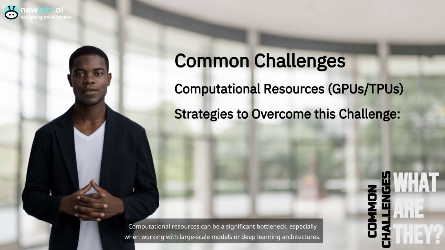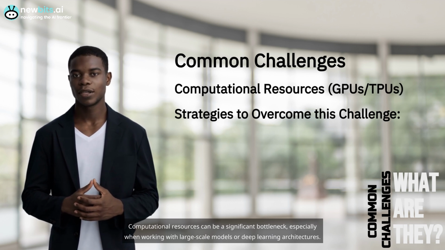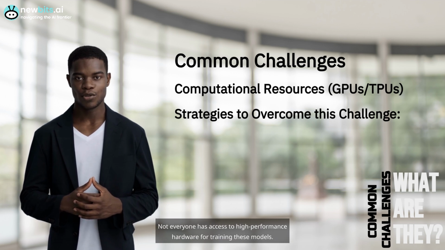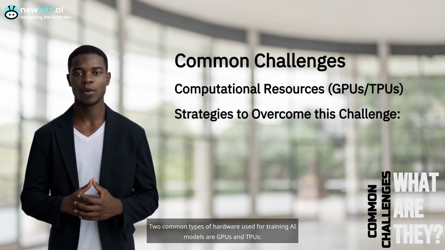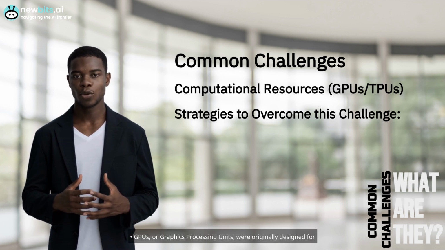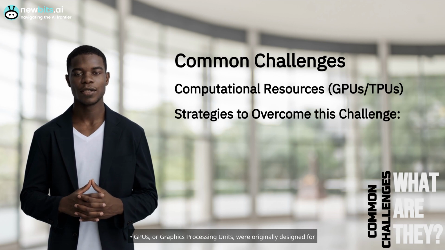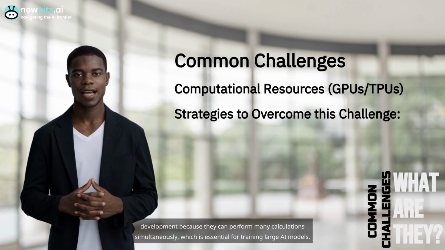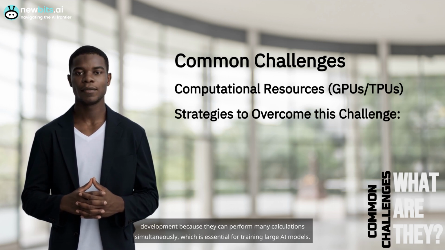Computational resources can be a significant bottleneck, especially when working with large-scale models or deep learning architectures. Not everyone has access to high-performance hardware for training these models. Two common types of hardware used for training AI models are GPUs and TPUs. GPUs, or graphics processing units, were originally designed for rendering images in video games, but they're now widely used in AI development because they can perform many calculations simultaneously, which is essential for training large AI models.